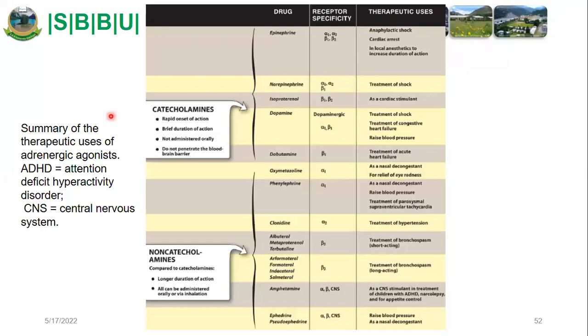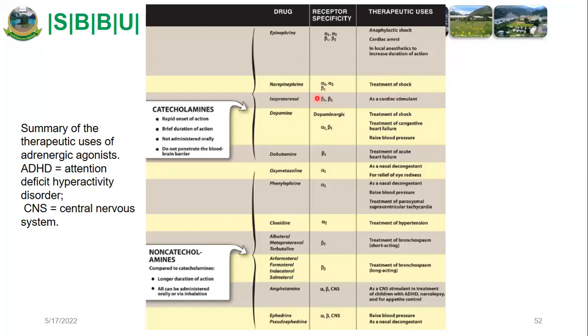This is the summary of these catecholamines. There are so many prototype drugs, but I will mostly explain these two, and you can remember the other drugs. This is the summary of the agonists. These are the catecholamines, while these are the non-catecholamines. Epinephrine: receptor specificity alpha 1, alpha 2, beta 1, beta 2. Therapeutic uses: anaphylactic shock, cardiac arrest, and as a local anesthetic additive, as I explained. Norepinephrine: treatment of shock, but mostly used for research purposes.